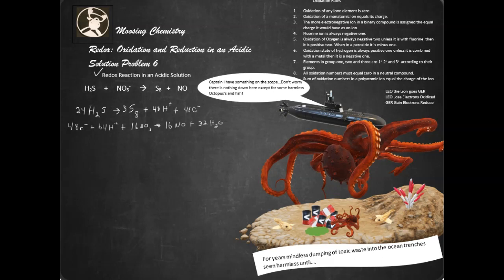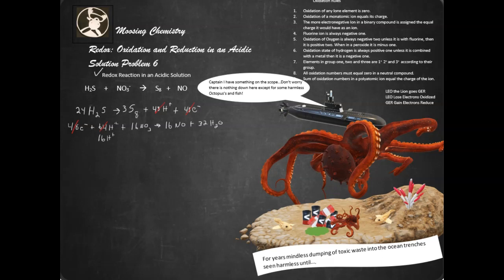All right, so what we're going to do is cancel out commonalities. If you look here, we have 48 electrons on this side, and we have 48 electrons on this side. So our electrons are gone. Now we have 48 hydrogens here and 64 hydrogens here, so that 64, sorry, is going to become a 16 now. So we get 16 hydrogens there.